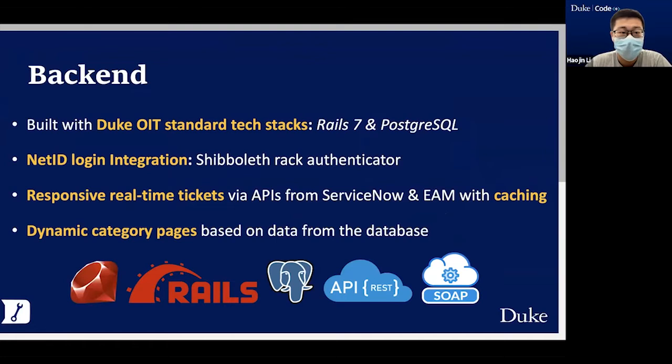A core feature of our website is that we're pulling real-time ticket information for users across two different ticketing systems used by Duke, which are ServiceNow by the OIT department and EAM by the facility management department. We also developed caching strategies to make pages more responsive when users, such as staff who have decades of tickets, load them. Another feature is that all the routing pages you just saw in the demo are dynamic, which means they can be changed at any time without changing a single line of code.